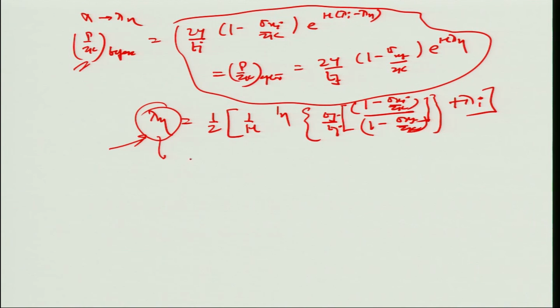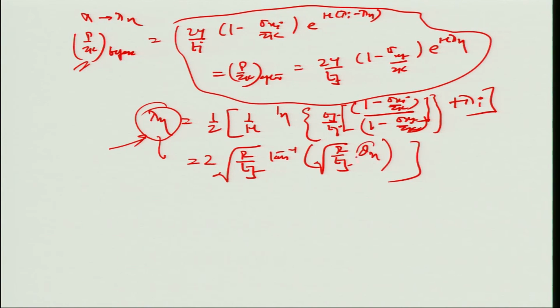Obviously the lambda neutral corresponds to a position which is 2 times root of r by tf, tan inverse of root of r by tf times theta neutral. And so I would be able to calculate, using the lambda n value, what is going to be the neutral angle of a particular element in a rolling condition.